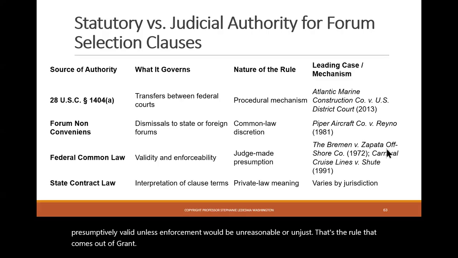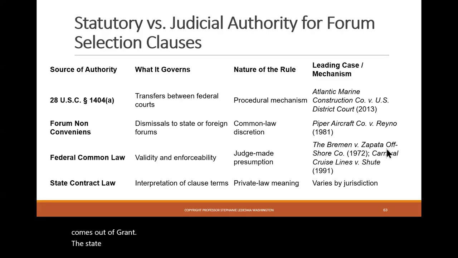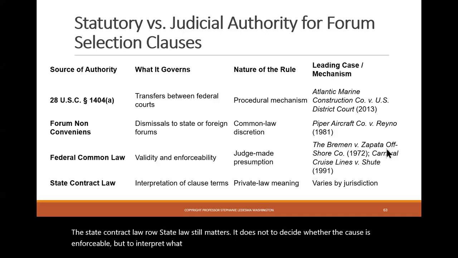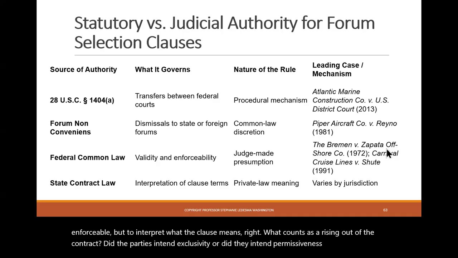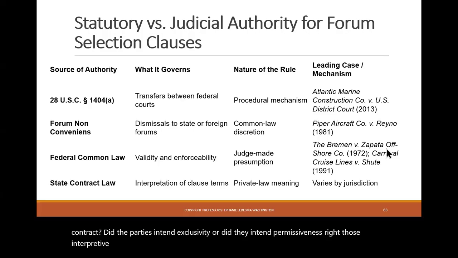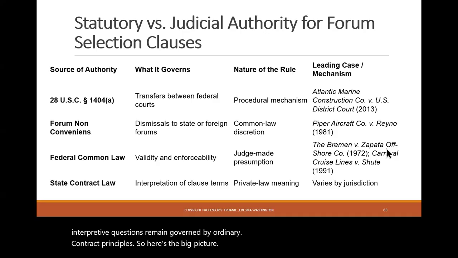Finally, the state contract law row. State law still matters, it does, not to decide whether the clause is enforceable, but to interpret what the clause means, right? What counts as arising out of the contract? Did the parties intend exclusivity or did they intend permissiveness, right? Those interpretive questions remain governed by ordinary contract principles. So here's the big picture. Forum selection law is a hybrid.